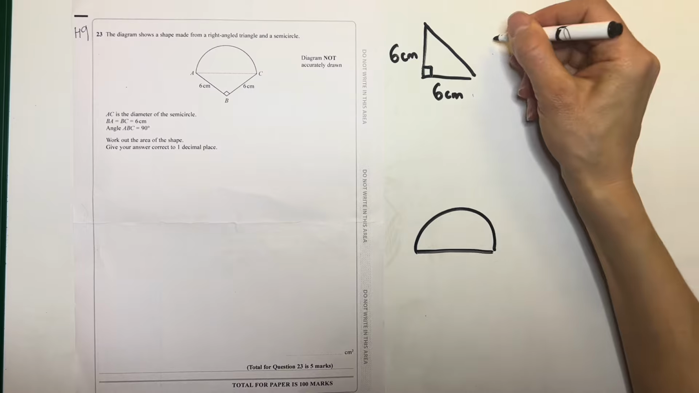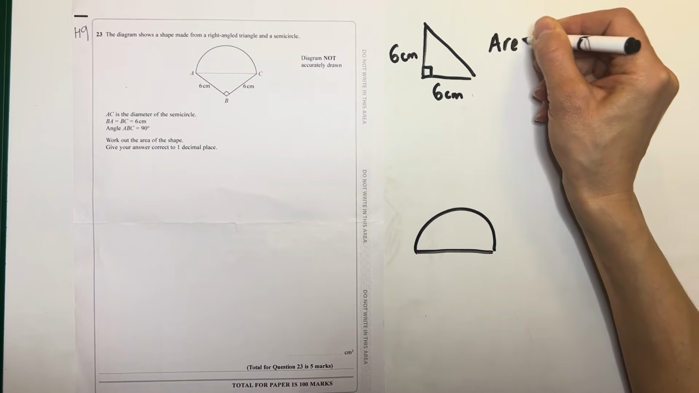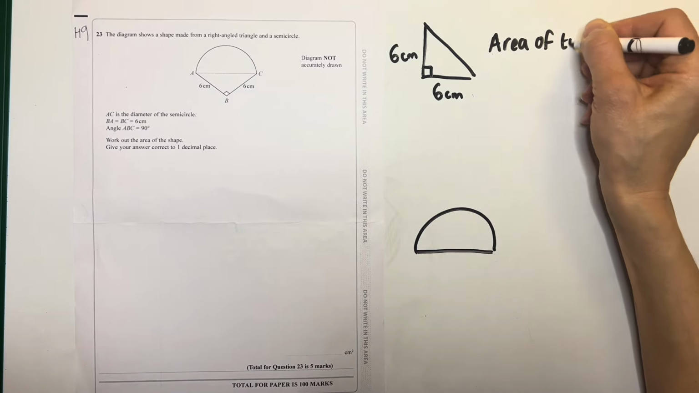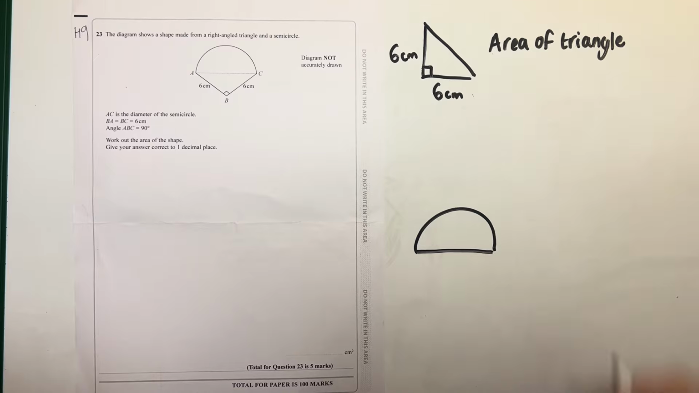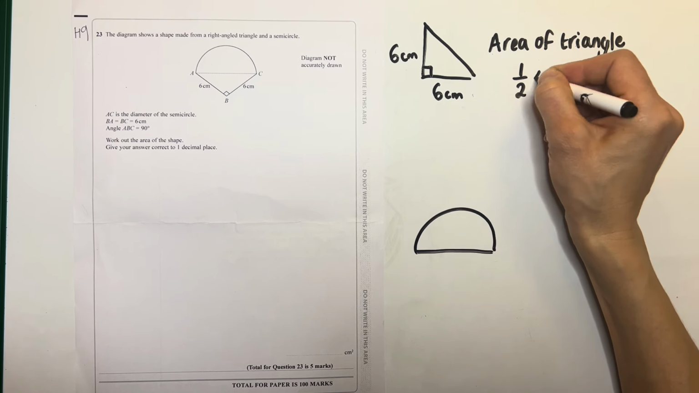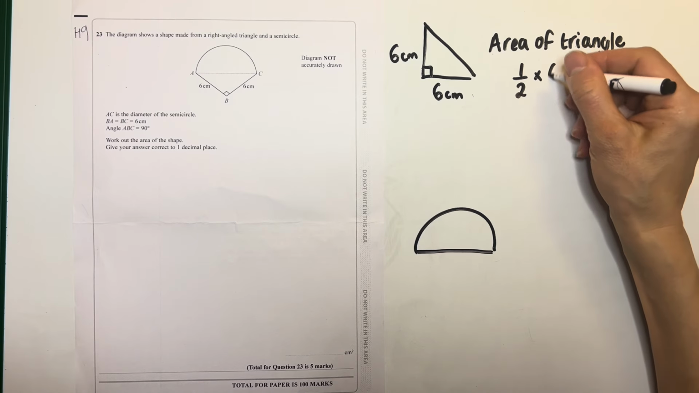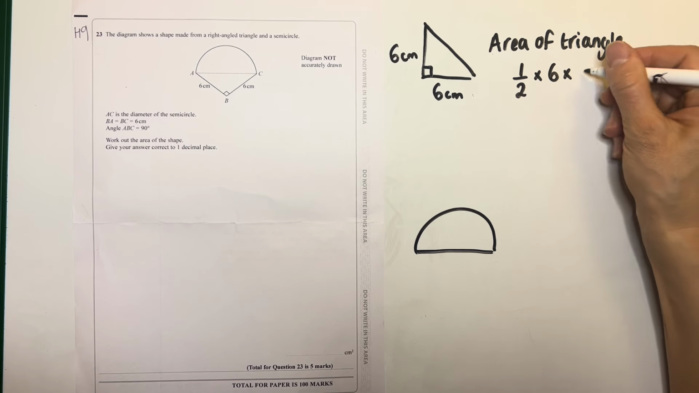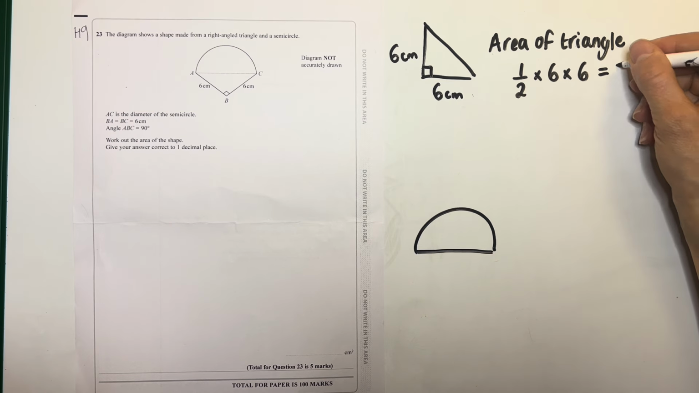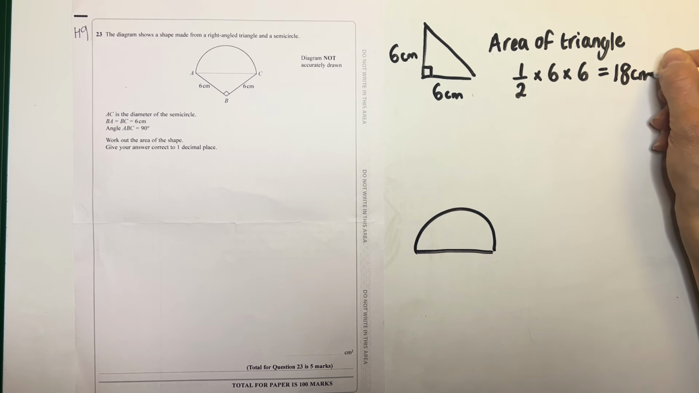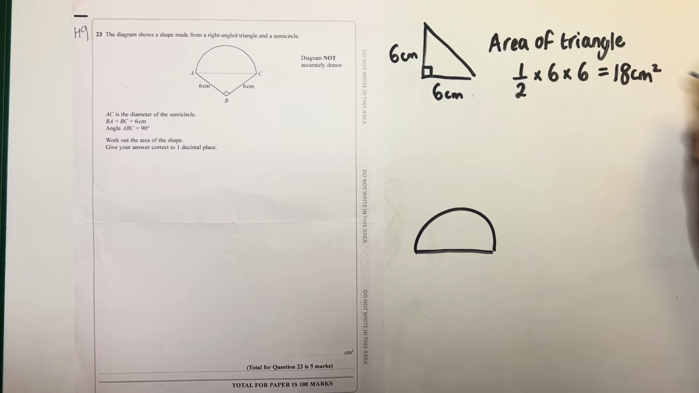So first of all, we want to know how we work out the area of a triangle. And that is by doing half of the base times the height. And if we work that out, we find that the area of this triangle is 18 centimetres squared.